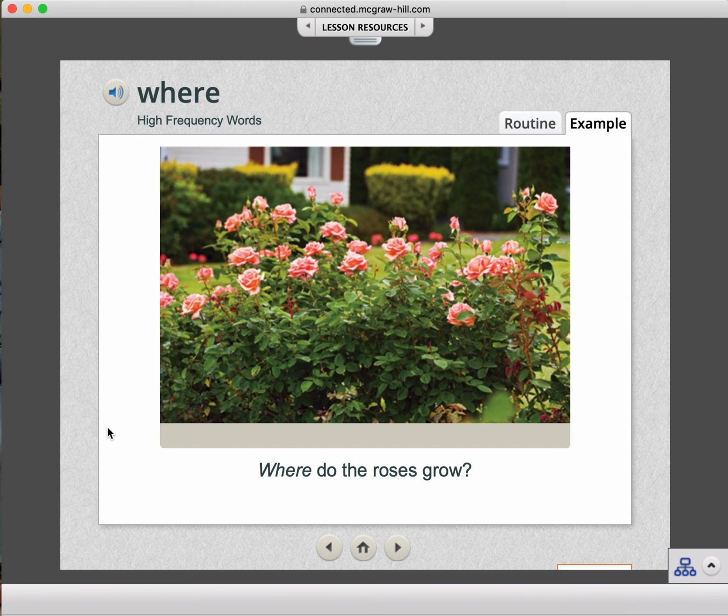Let's start by spelling it together. While we spell, take your finger and practice writing each letter in the air. W, H, E, R, E.